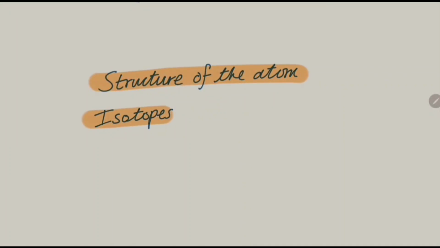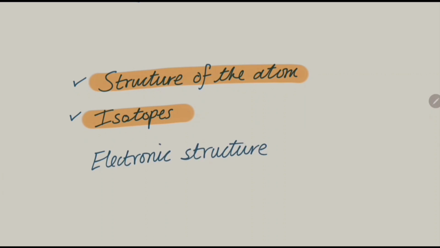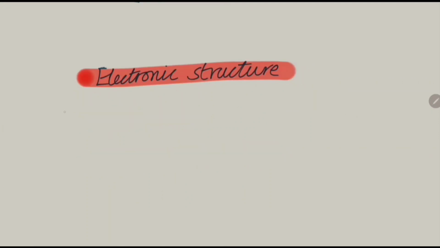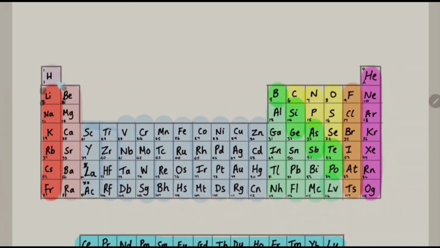We looked at the structure of the atom and also at isotopes. Now we're going to look at the electronic structure of the atom. The electronic structure is how the electrons are arranged in the atom. Previously I told you that electrons occupy energy levels or shells around the nucleus, and they do this in a very structured way. And the periodic table helps us understand that structure and that arrangement.